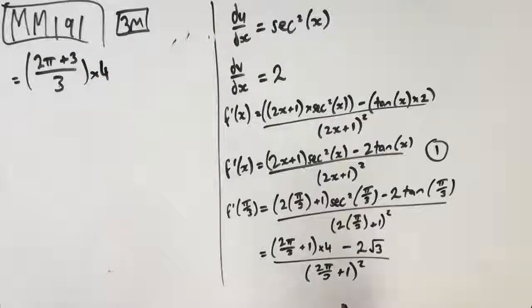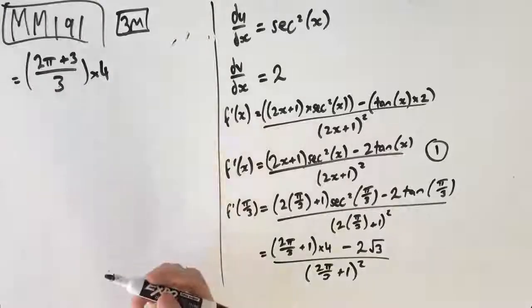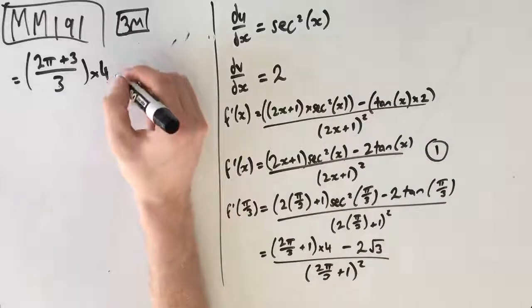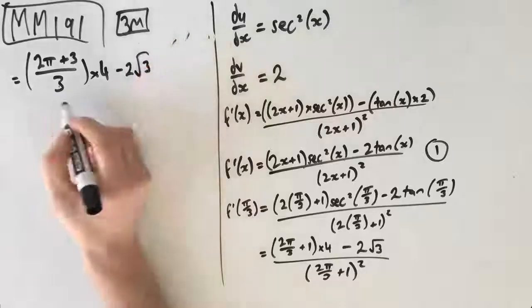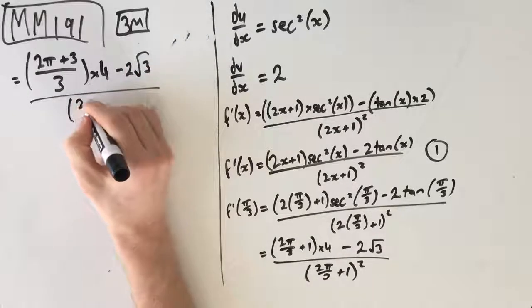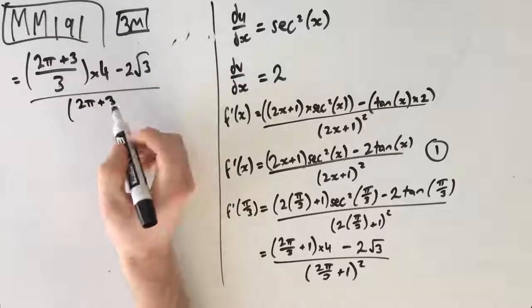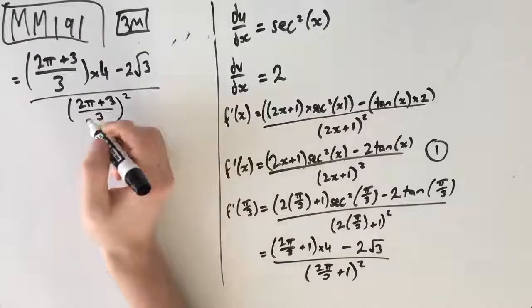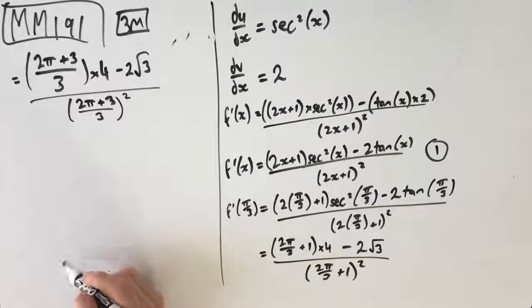And the reason I'm doing this, guys, is because we've got a fraction within a fraction, and we've got another one here as well. We don't like that. The only way to get rid of it without using a calculator is to get everything in a fraction, and then you can divide like fractions. So then take away 2 root 3 over, and same deal here. We're going to get 2 pi plus 3 over 3 squared, and again, we're doing this because we want clean fractions.